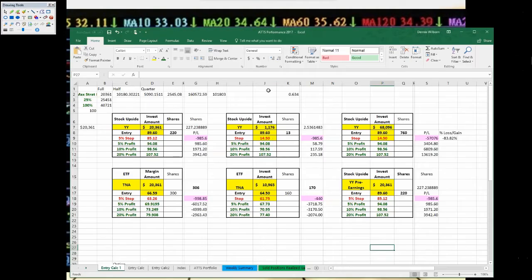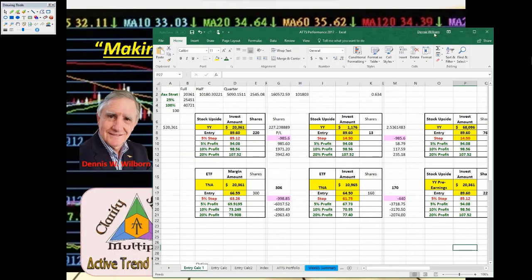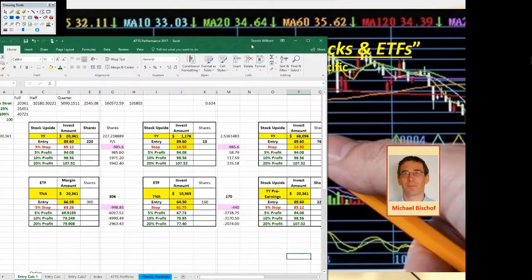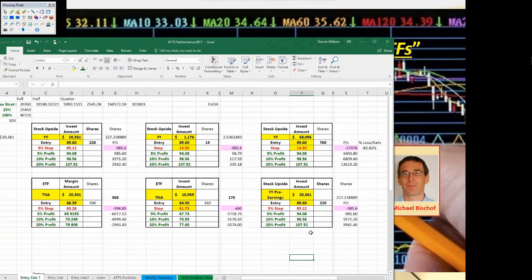The pre-earnings trades that I'm looking at, this is basically a little cheat sheet, not cheat sheet, but table that I have. For looking at this, I'm looking at YY. I can invest up to a full position, which would be $20,000. So that means I can buy.